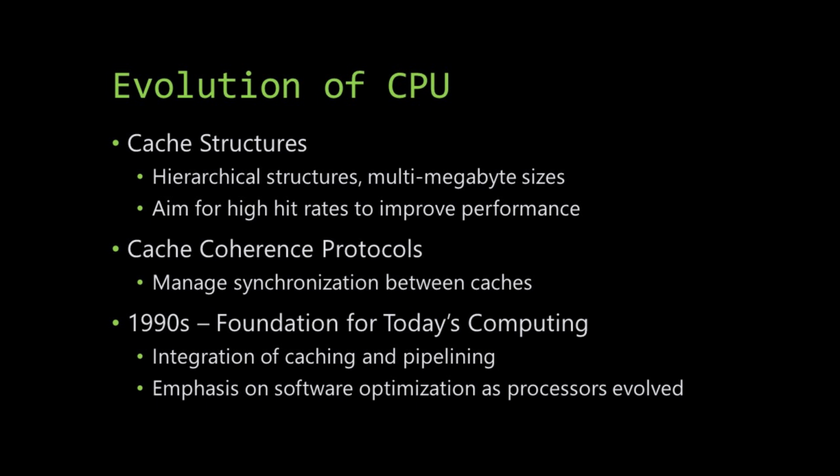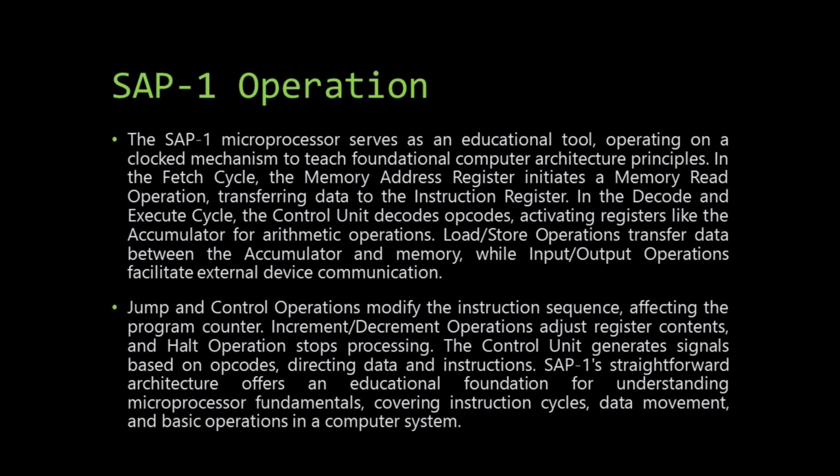The integration of caching and pipelining during the 1990s laid the groundwork for today's sophisticated computing systems, emphasizing the crucial role of software optimization as processors evolve in complexity. Now, let's proceed to the Simple-As-Possible 1, or SAP-1, operations.